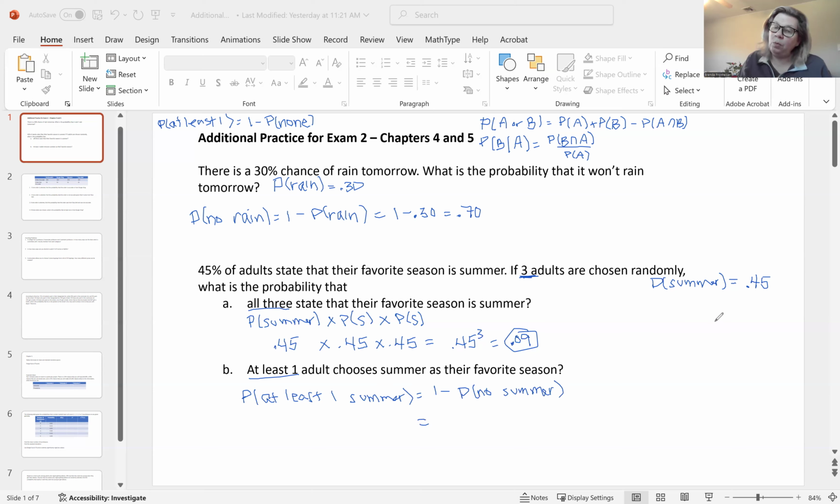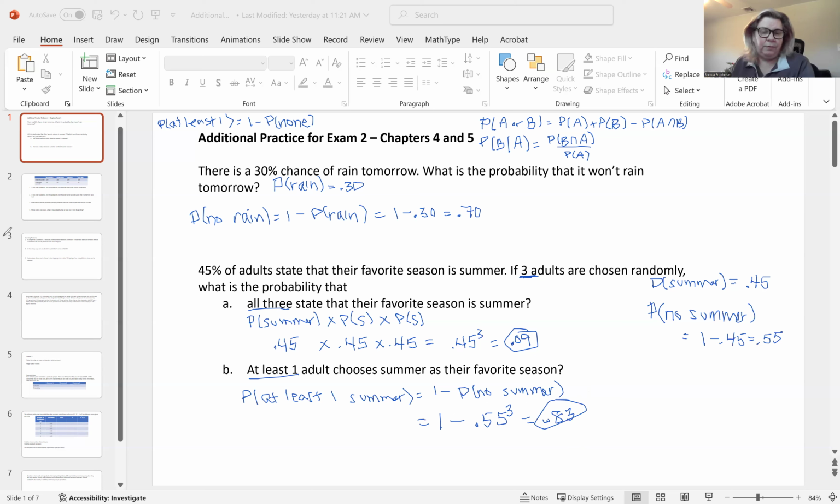Okay, well, the probability that we have is 45% say summer. So the probability that they don't is 1 minus 0.45 or 0.55. So here, 1 minus the probability of no summer is 0.55, but we have 3 adults to be looking at. So again, in your calculator, 1 minus 0.55 to the third is 0.83.